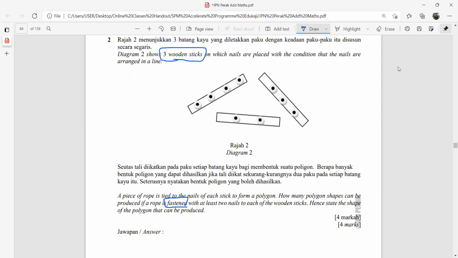You see three wooden sticks. The thing is, the nails are arranged in a line. Then they say a piece of rope is tied to the nails of each stick to form a polygon. So this is a difficult question. You have to think. How many polygon shapes means how many arrangements can be produced if a rope is fastened with at least two nails to each of the wooden sticks. So I want you to look at this question, how to solve this.